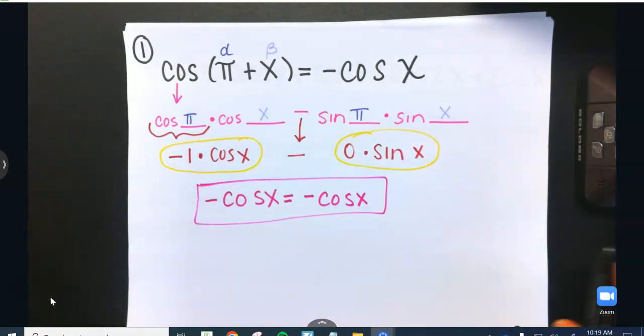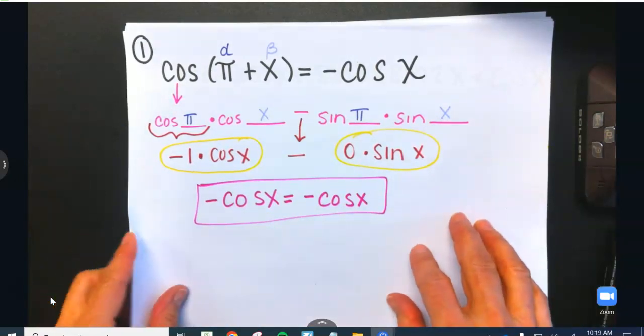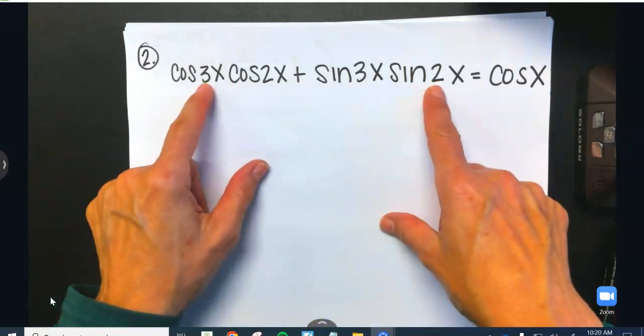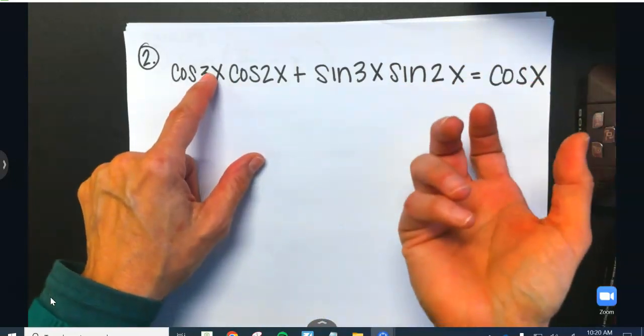So that's how we verify using these trig functions. Let's do it again. Let's look at problem 2. So for problem 2, we're verifying. Quiz on Friday, I just say verify. What are you going to do? How are you going to know what to do? You might want to try to factor first. For real, I might want to try to factor.